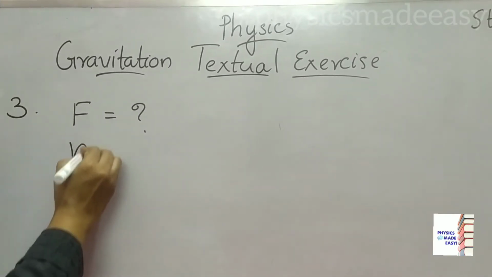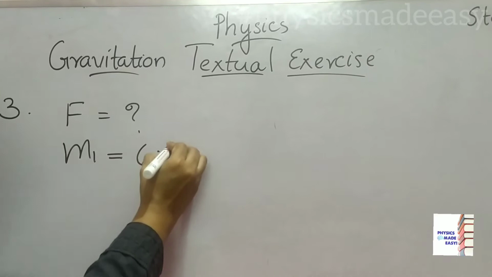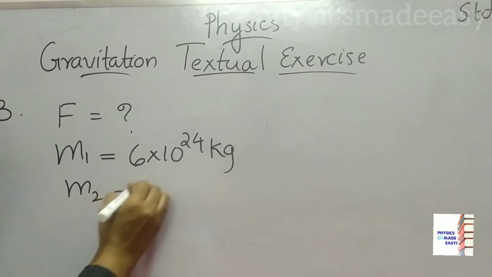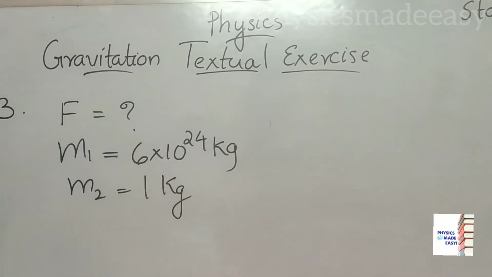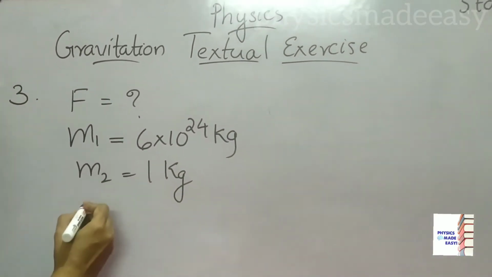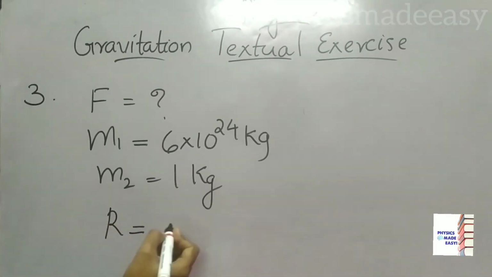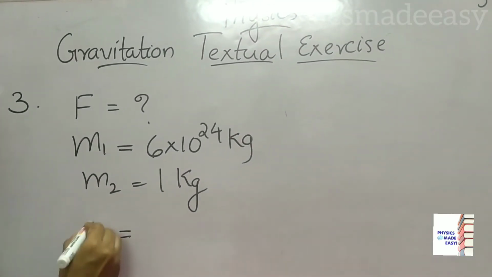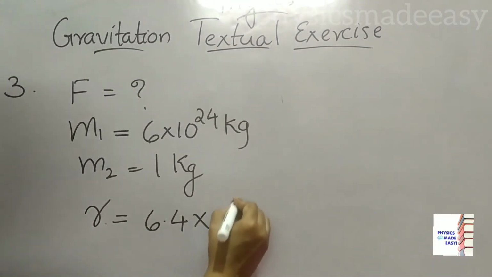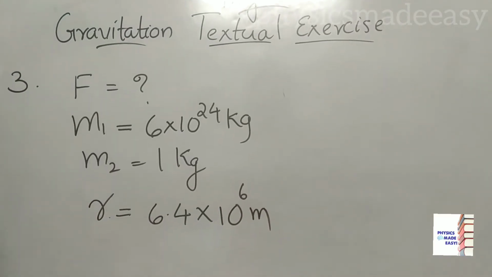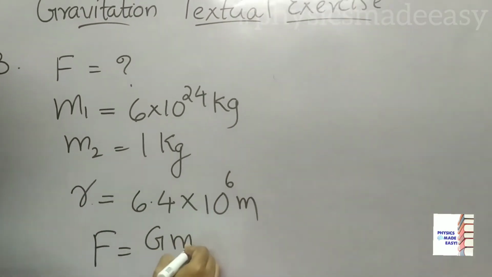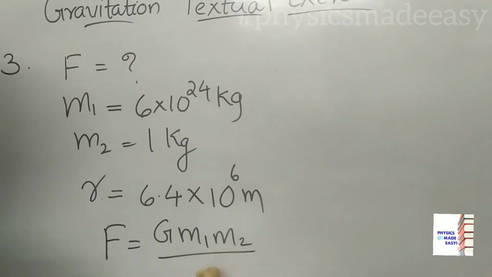So, mass of the earth, we can take m1 is equal to 6 into 10 raised to 24 kilogram. m2 is equal to 1 kilogram. If you want to write capital M and small m also, no problem, you can write there. Then r is the radius of the earth. That means here the distance, we can take that as r, 6.4 into 10 raised to 6 meter. Now we have to find the force. F is equal to, what is the equation? F is equal to G m1 m2 divided by r square.